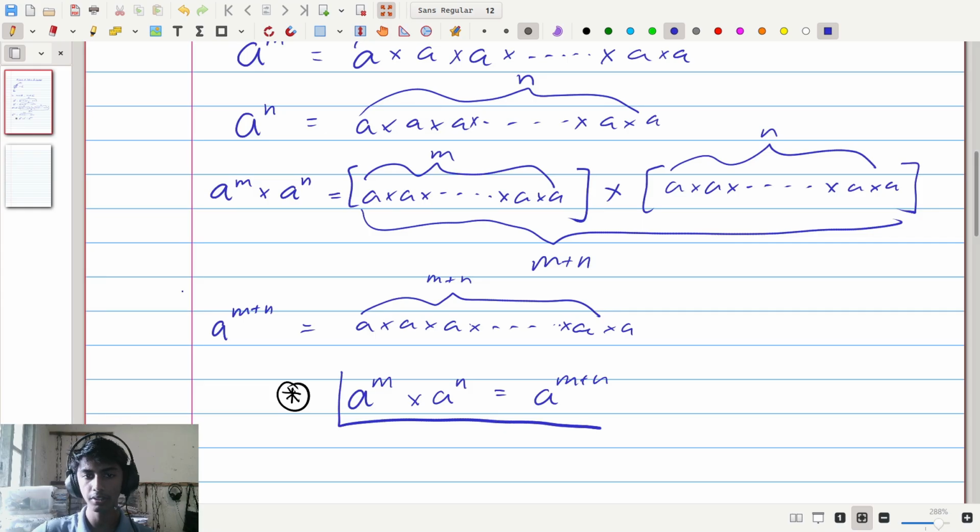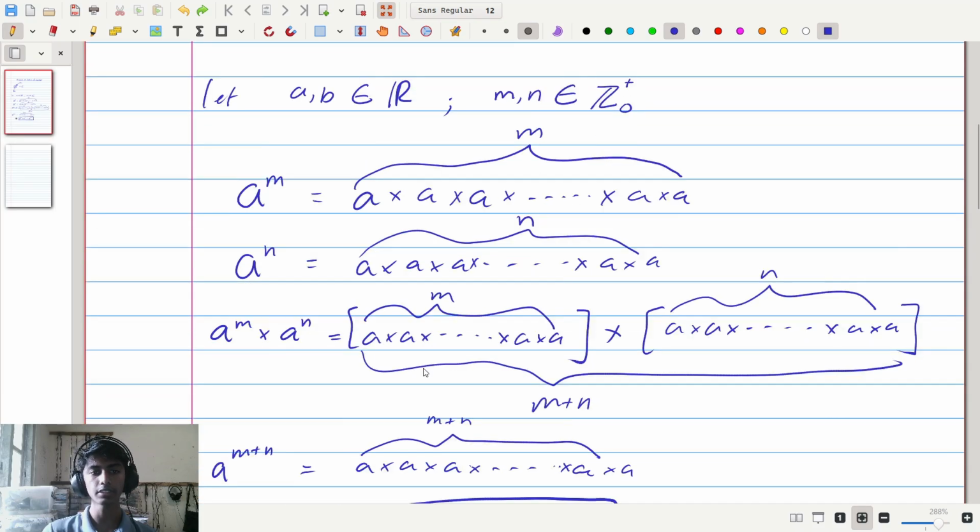This right here, a to the m times a to the n being equal to a to the m plus n, is true for non-integer m and n as well. But for now we're only considering integer m and n, so that our analogy of having m a's and n a's and then m plus n a's works nicely and is easy to demonstrate. But note, this rule works for when m and n are not integers as well.